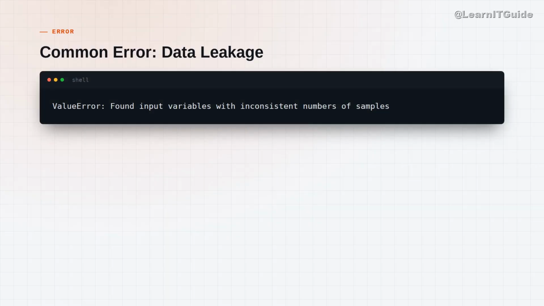What if you see this error? It happens when your training data dimensions do not match. But a more dangerous mistake is data leakage, where your model accidentally sees the answer during training. The fix: always use a proper train-test split before you perform any feature engineering.